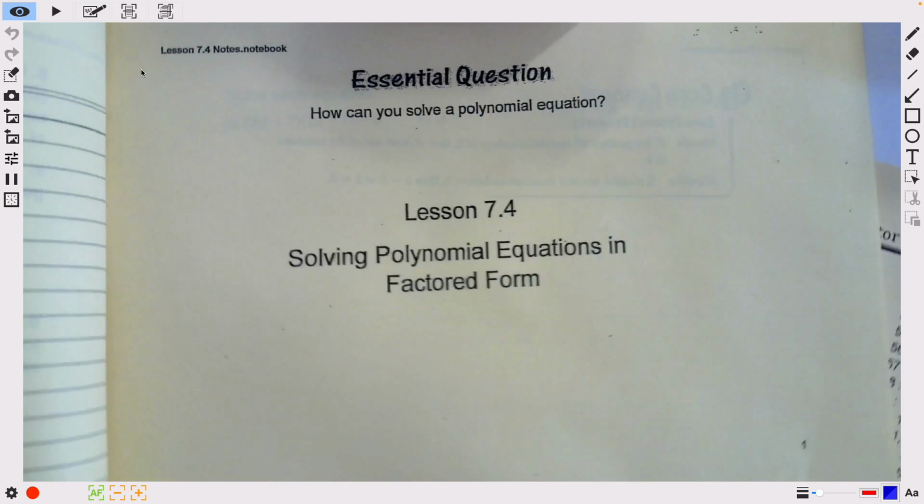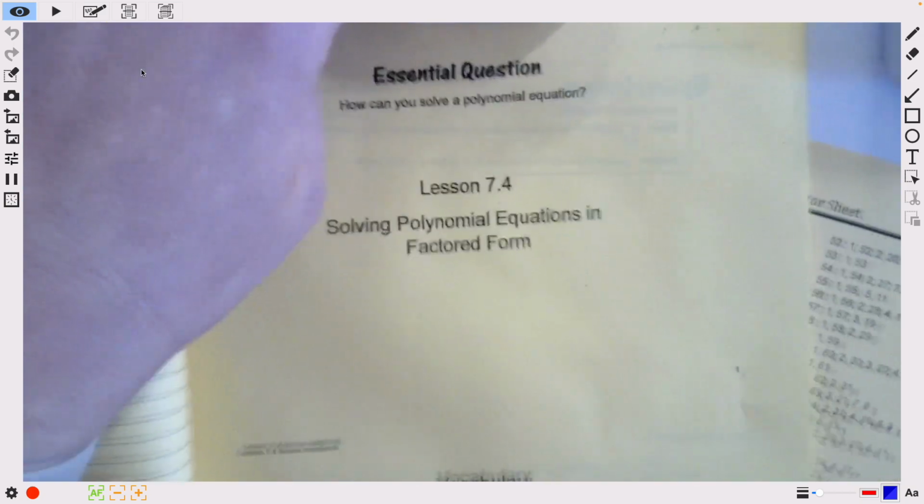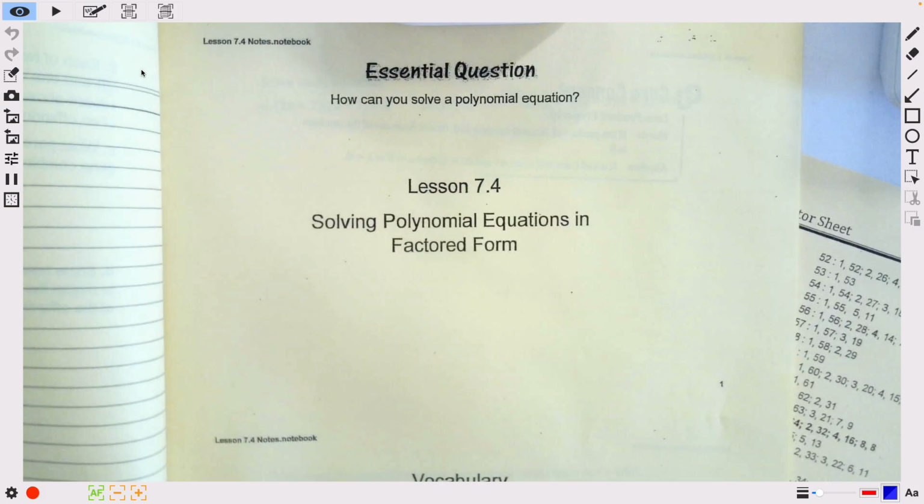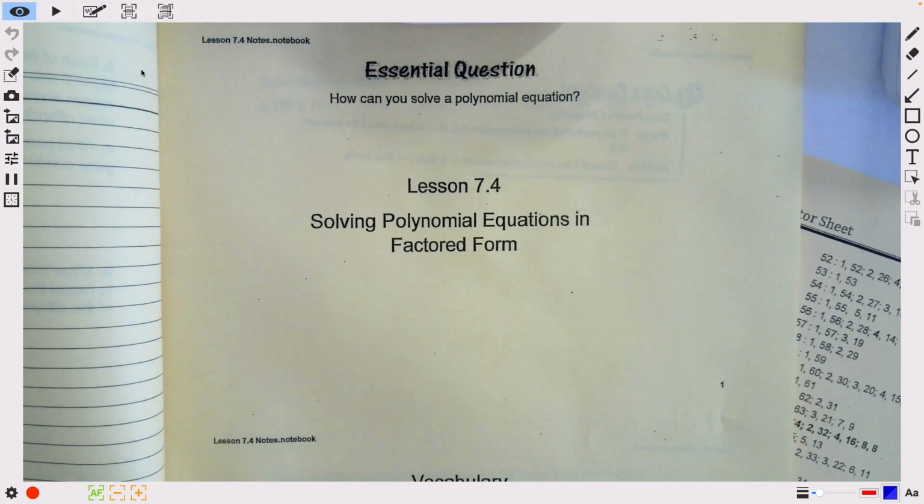Okay. So we have two main objectives today. Our first objective, I'm going to write these on the board, is algebra objectives. The first thing we're going to talk about today is called the zero product property. Now, this is actually not new information.